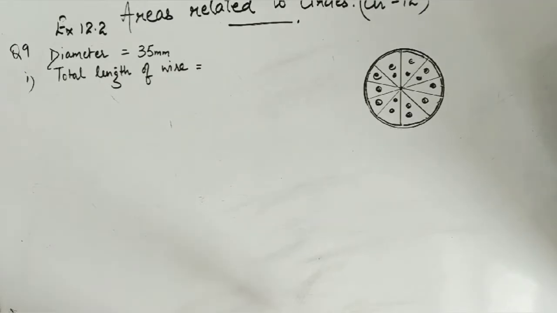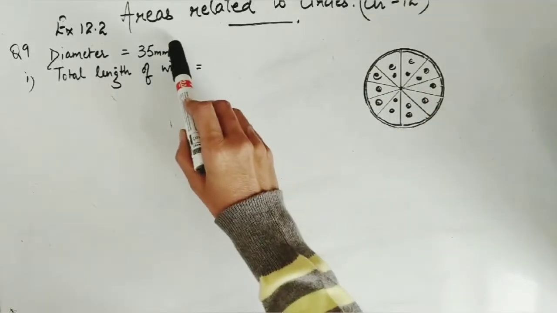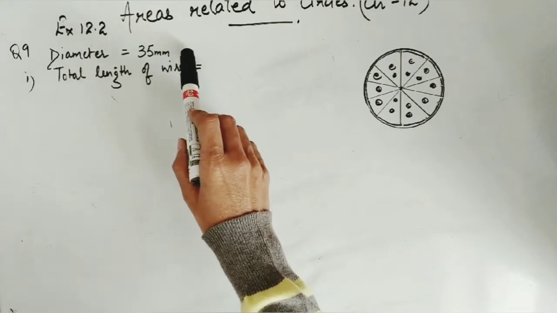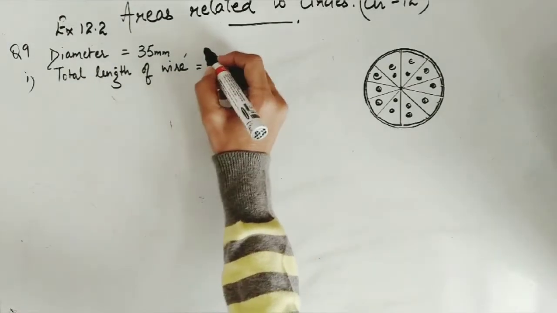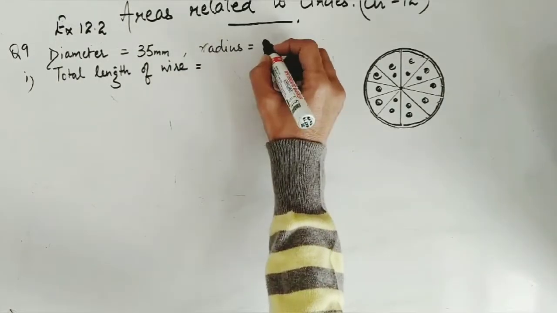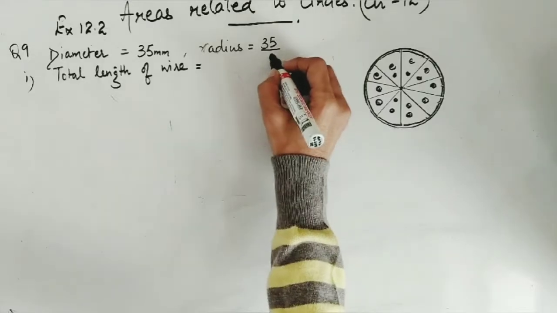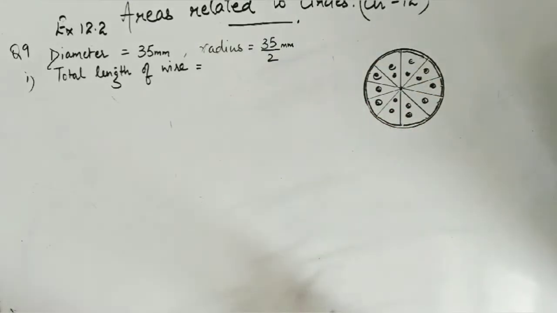So in this question, this brooch is made with silver wire. There are 5 diameters which are made with the same silver wire, and the diameter has the measurement 35 millimeter. So let's first find the radius. Radius would be half of diameter, which makes it 35 by 2 millimeters. Okay, we can keep it in fraction.